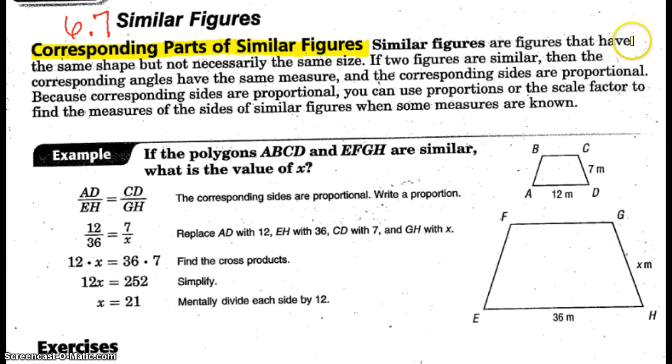They are figures that have the same shape, but not necessarily the same size. I like to compare my hand to my daughter's hand. They're the exact same shape, but obviously not the same size. They are in proportion to each other. So if you have two figures that are similar, then their corresponding angles have the same measurement, but the corresponding sides are not the same measurement, they are proportional. So we're still using what we know about proportions. Because corresponding sides are proportional, you're going to use the scale factor to find the measurement.